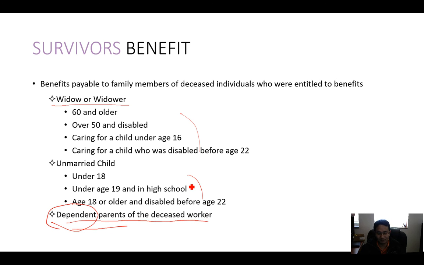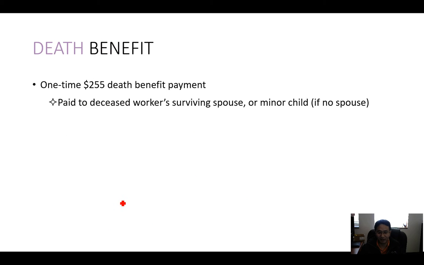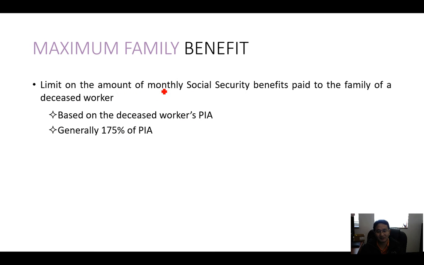I don't know in practice how they test their dependency. Maybe just use IRS rules as a qualification for dependents, right? Whenever you do a 1040, you need to tell them how many dependents you have, and then they have rules for dependents. Death benefits, not that much. Don't rely on it. Okay, it's nothing.